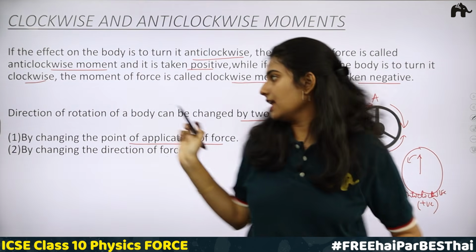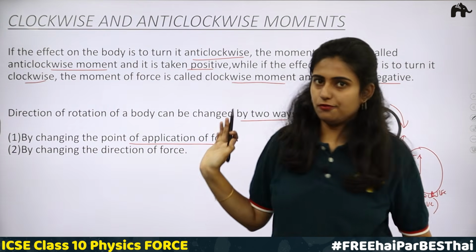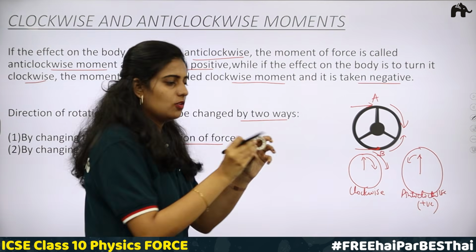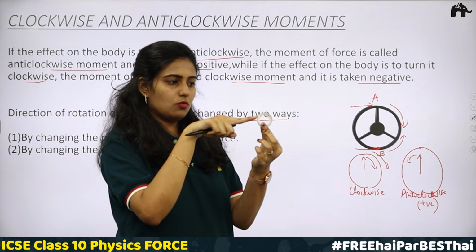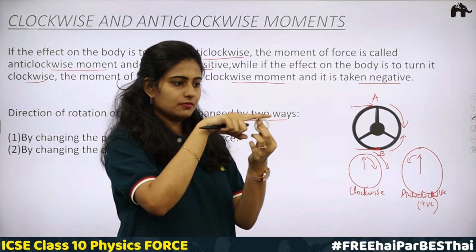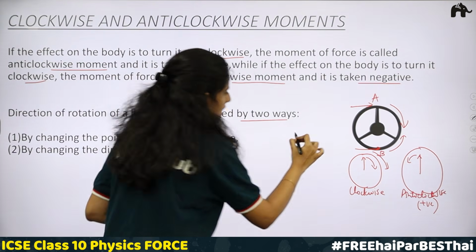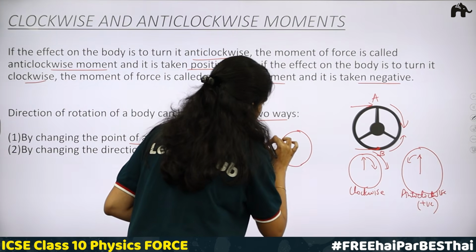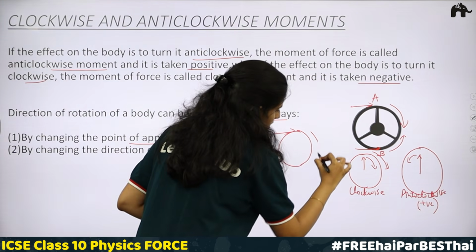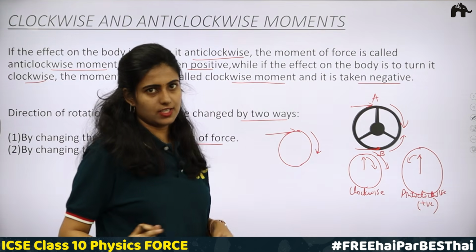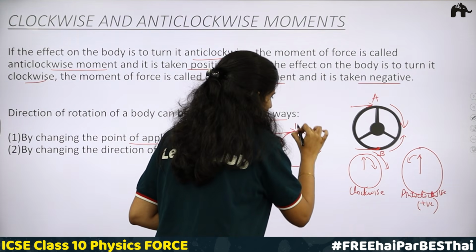Next, the second is by changing the direction of force. That is also very simple. Now take this case. Here I have the sellotape. I am applying force from this direction. What happens? It is moving like this. Here this is my sellotape. I am applying force in this direction. How is it moving? It is moving this way. Is it clockwise or anti-clockwise? Clockwise. The point is the same.